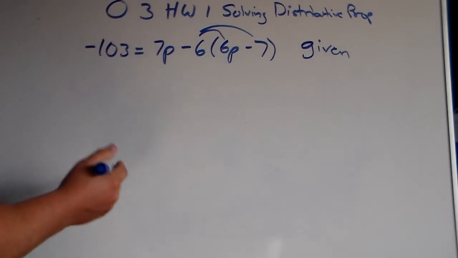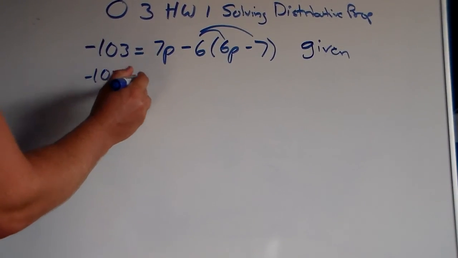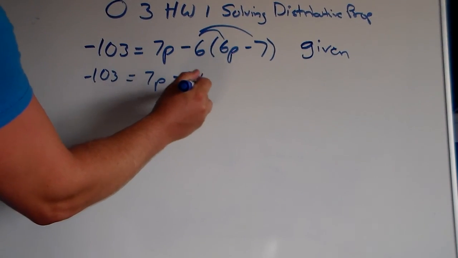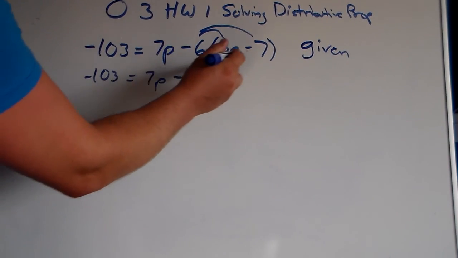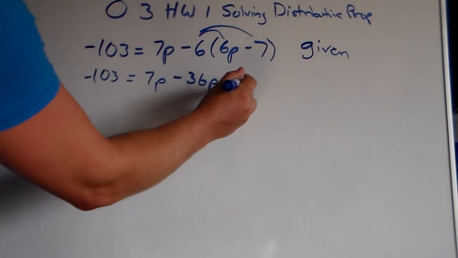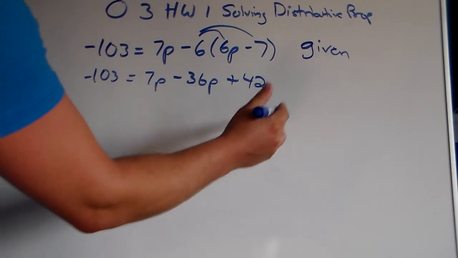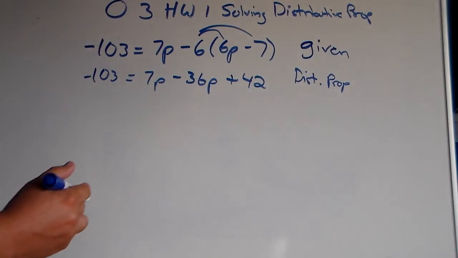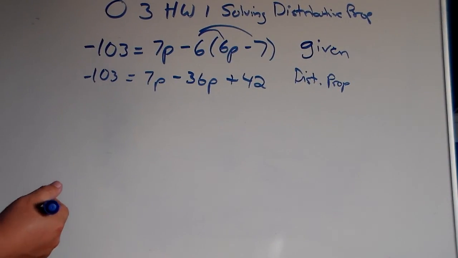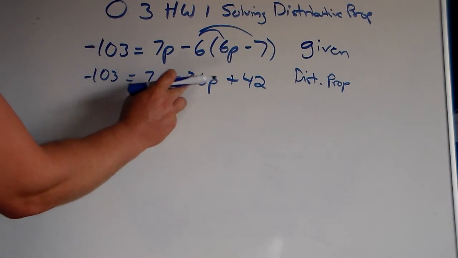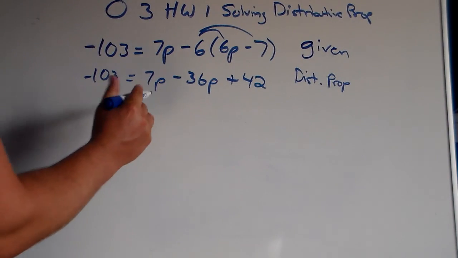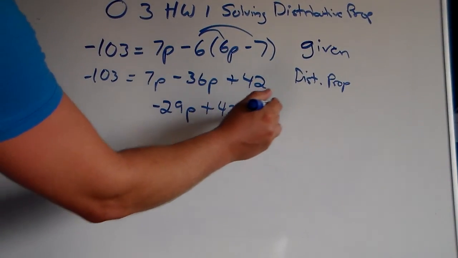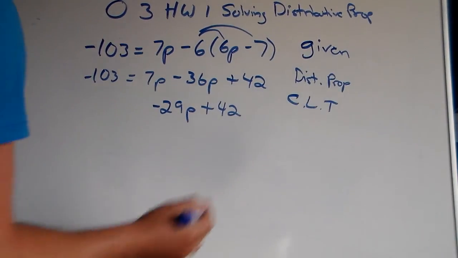We'll distribute. So you have negative 103 equal to 7p. Now negative 6 times 6p gets us negative 36p. Negative 6 times negative 7 gets us positive 42. So we did the distributive property. Next, we're going to combine like terms. We have a positive 7p minus 36p, and that is negative 29p. So let's combine like terms.